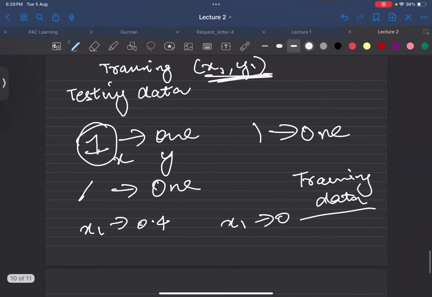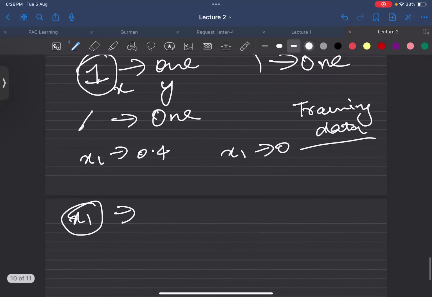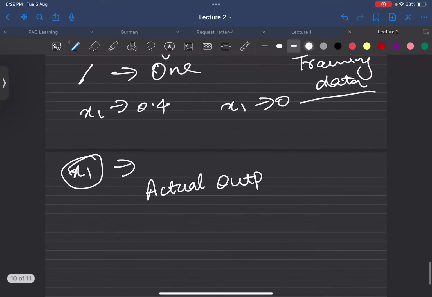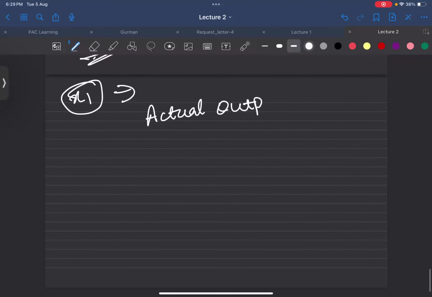Ma'am, so are you having this mapping in training data that this x is equal to this y? Training data has that: this is input, this is output. In testing data, I'm asking the same thing: what is x1 equal to? Now, as I don't know the actual output, whatever values I'm having, I'm averaging them out and then calculating the output.